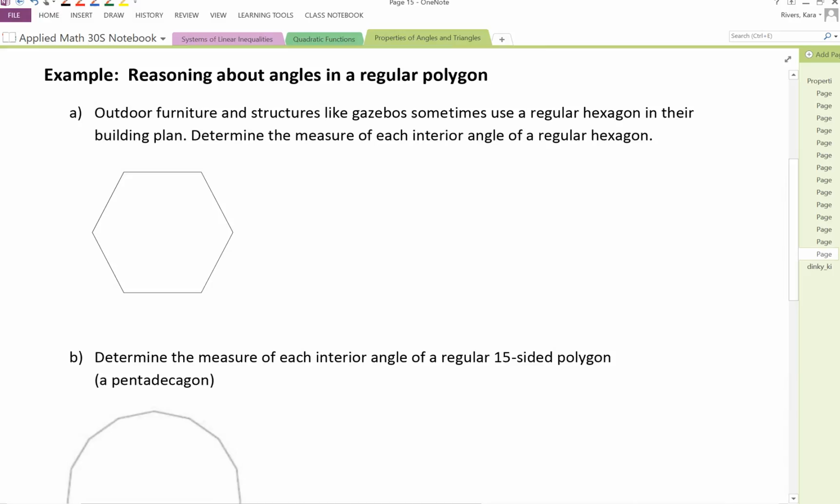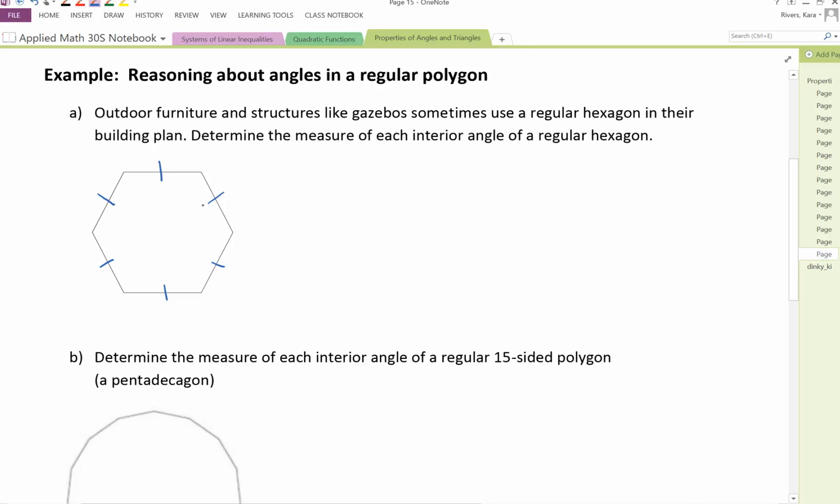So it says here, outdoor furniture and structures like gazebos sometimes use a regular hexagon in their building plan. Determine the measure of each interior angle for a regular hexagon. Well, a regular hexagon means that all of these lengths are the exact same size. So by putting a tick mark on there, I'm indicating that these are all the exact same size.